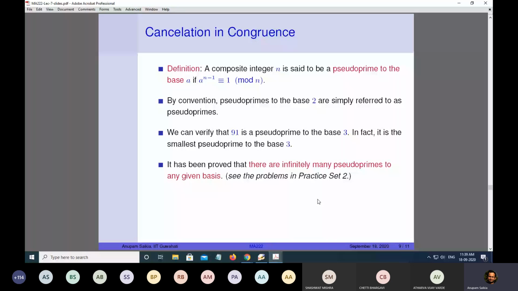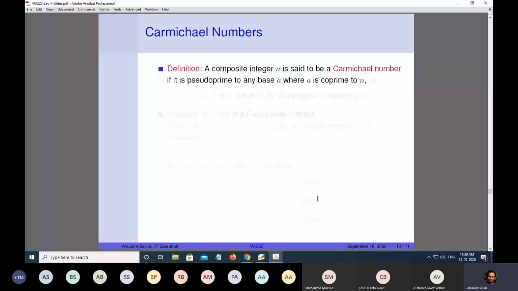Okay, so this is pseudoprime. There is a natural follow-up: what are Carmichael numbers? Carmichael numbers are like a strong pseudoprime. What is a strong pseudoprime? It's just another term I've thrown in.